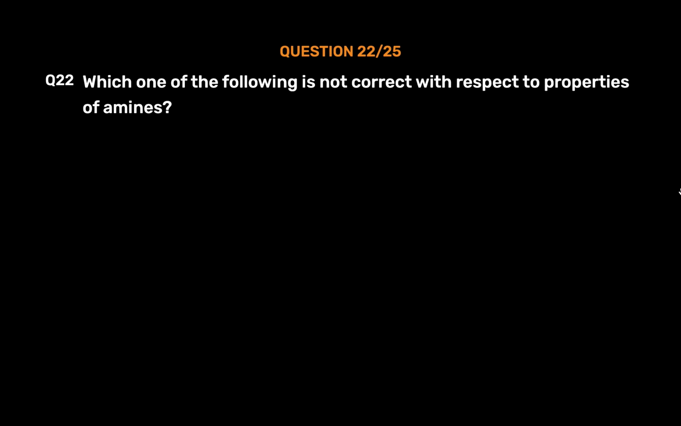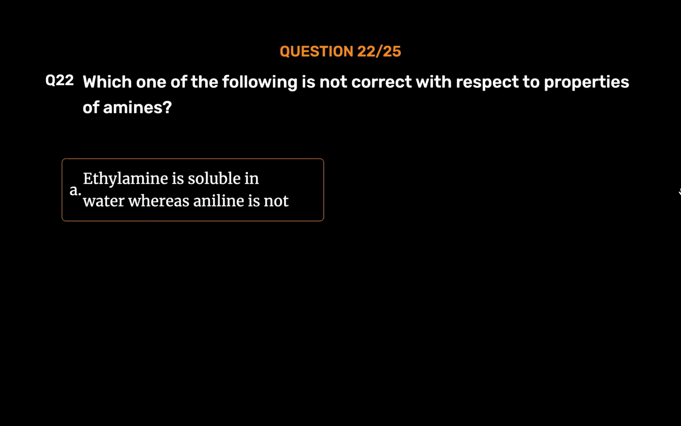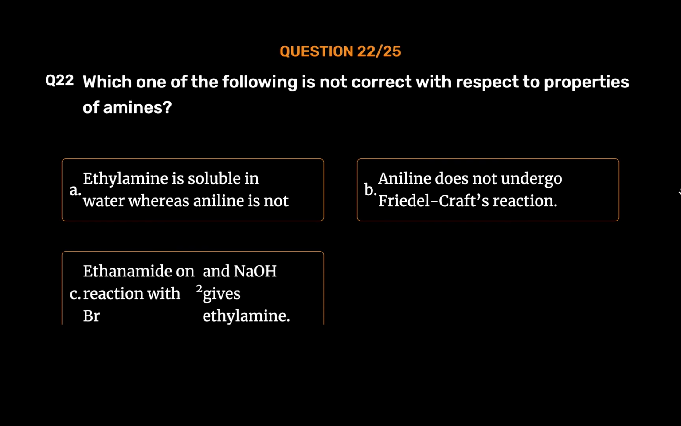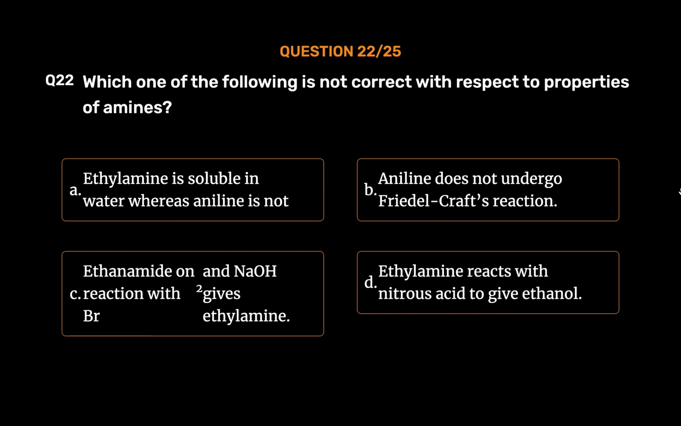Question number 22. Which one of the following is not correct with respect to properties of amines? Option A, ethylamine is soluble in water whereas aniline is not. Option B, aniline does not undergo Friedel-Crafts reaction. Option C, ethanamide reaction with Br2 and NaOH gives ethylamine. Option D, ethylamine reacts with nitrous acid to give ethanol. The correct answer is option C, ethanamide reaction with Br2 and NaOH gives ethylamine.